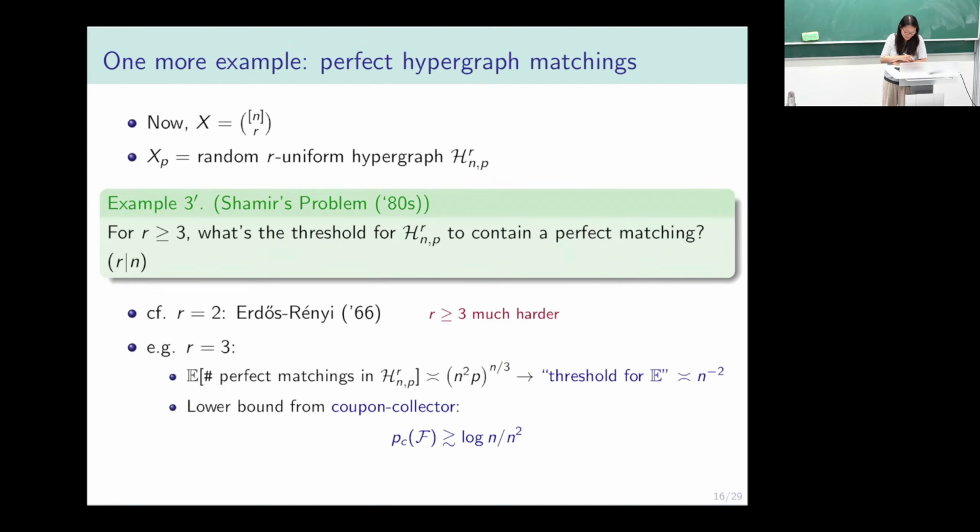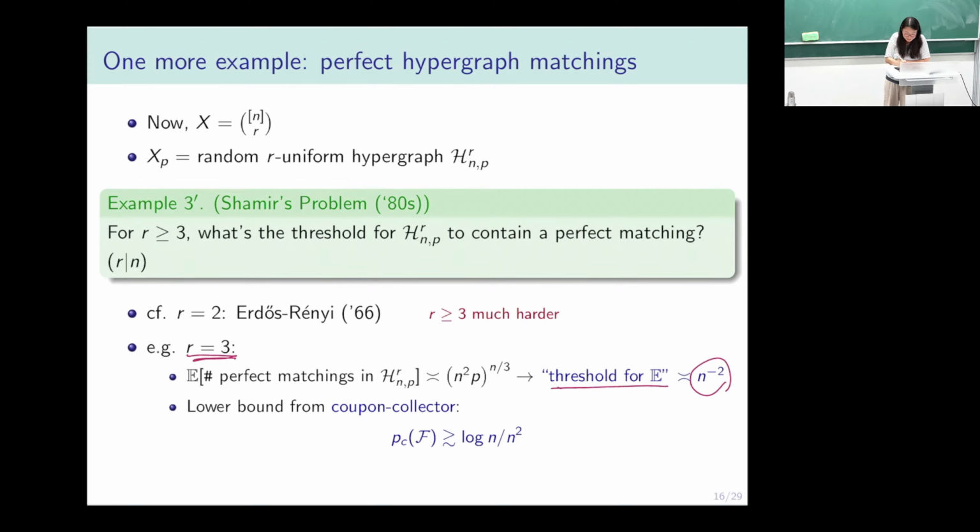And okay, so just to have some feeling, let's think about this. Let's try something that we did before. And for concreteness, let's fix r equals 3. In this case, if we consider the expectation calculation for the number of perfect matchings in H_r(n,p), then this gives us the threshold for the expectation about n to the negative 2. So this is the first lower bound on the threshold for containing a perfect hypergraph matching.